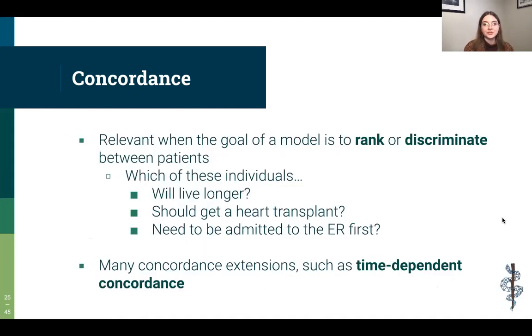So concordance is relevant to choose as an evaluation metric when the goal of the model is to rank or discriminate between patients. So if you have a question like, which of these patients will live longer? Say you don't really care by how long, concordance would be a good metric for that. Maybe which of these individuals should get a heart transplant, for example, not at what point should each of these patients get a heart transplant, or which of these individuals should be admitted to the ER first if you have a long list of people waiting to get into the ER.